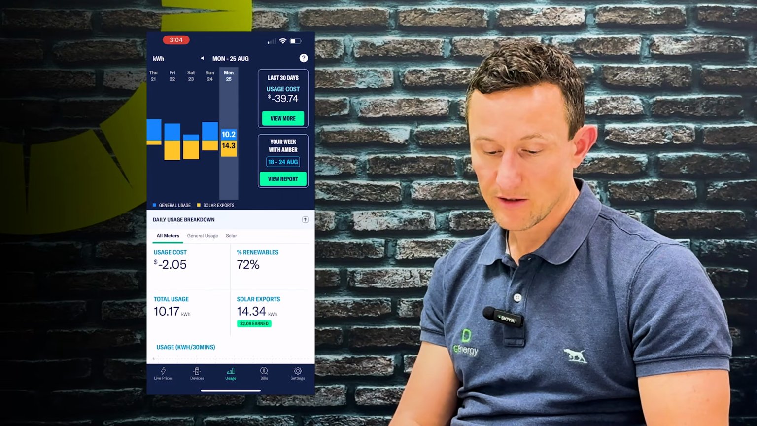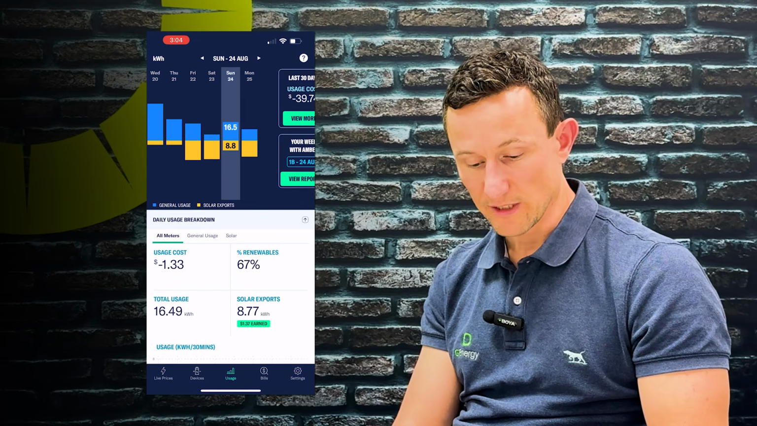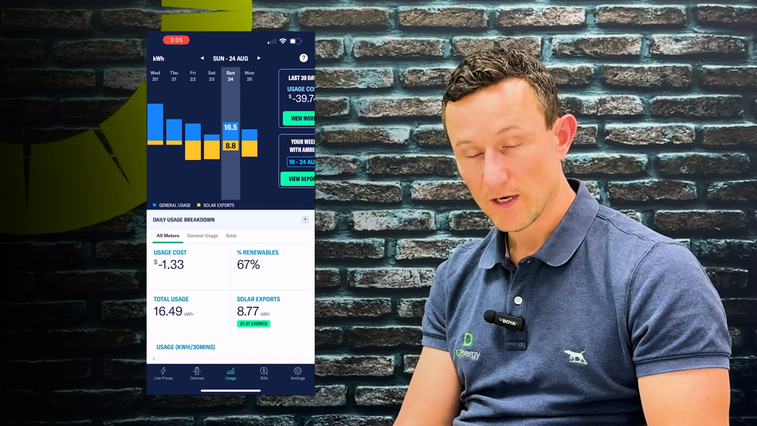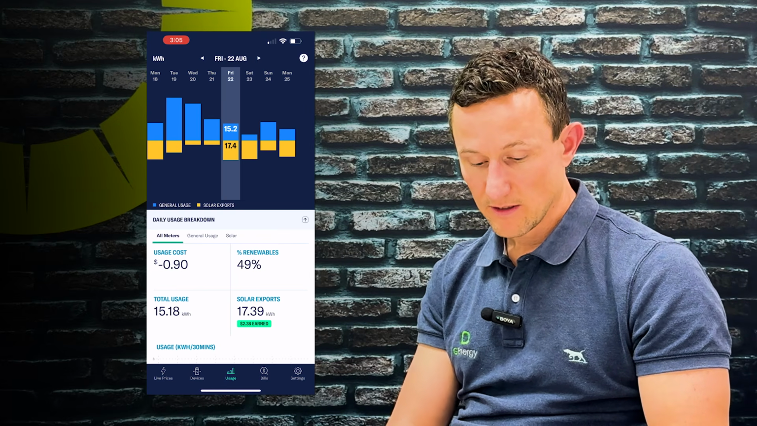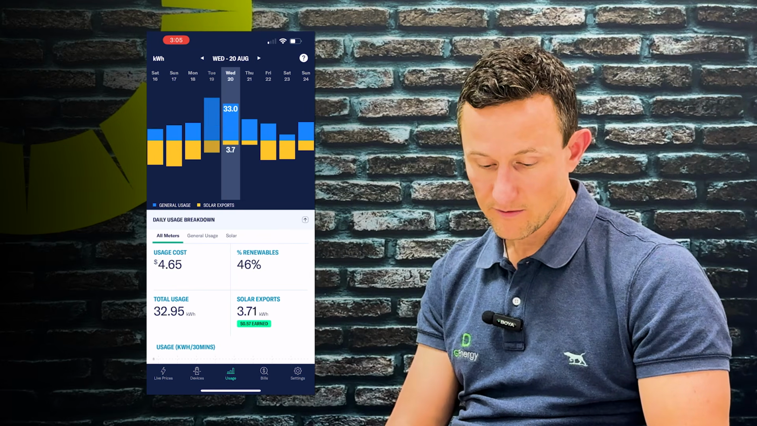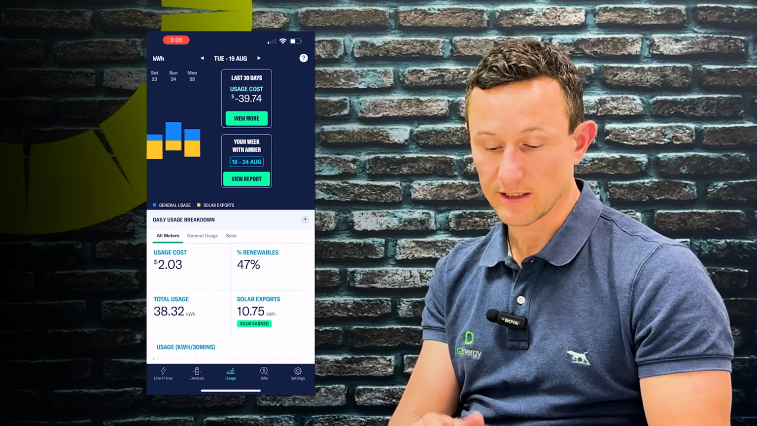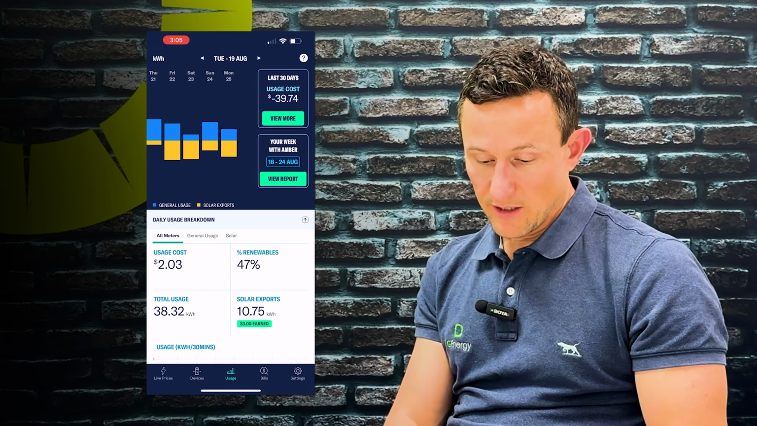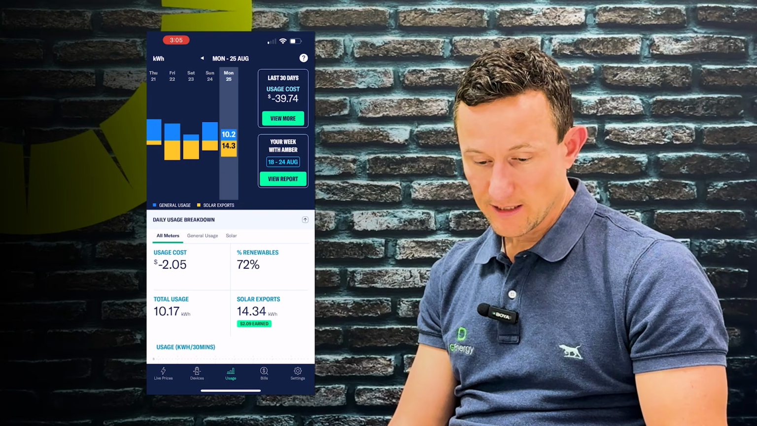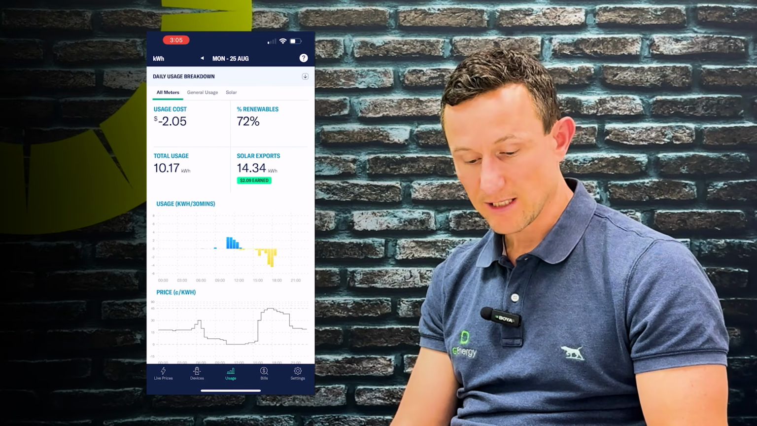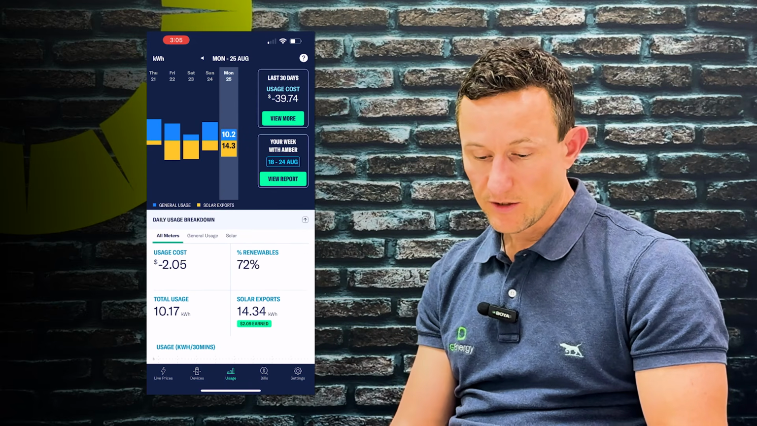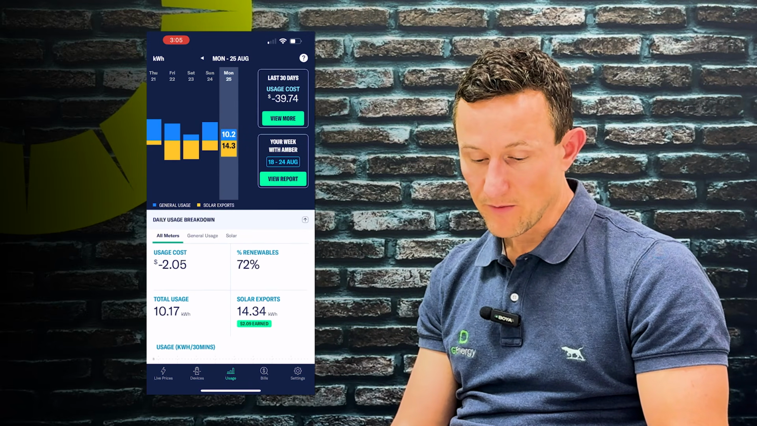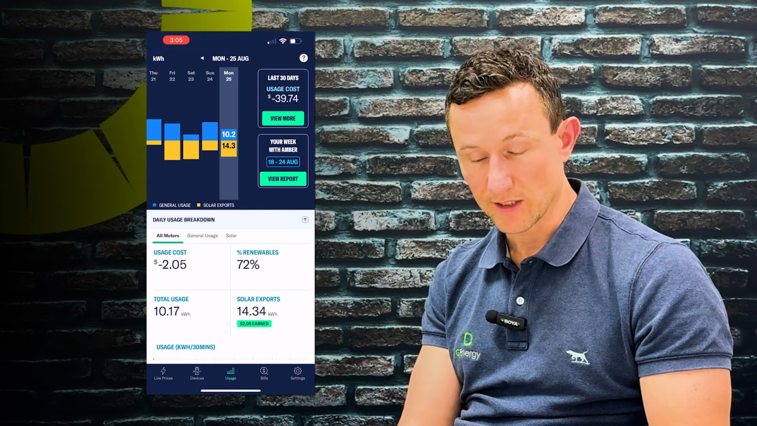Going back to usage, the bar chart along the top, you can click on each individual day. It shows me there on the 24th, I was $1.33 in credit. On the 23rd, I was $1.37, 90 cents, $2, $4.65, $2.03, etc. Pretty good. And then here, if we go back to yesterday and click on the daily average breakdown, it gives you a couple of extra charts to explain that in a little bit more detail. So there's a lot of info in here compared to, I think, most traditional retailer apps. And it's quite a cool thing to play around with.